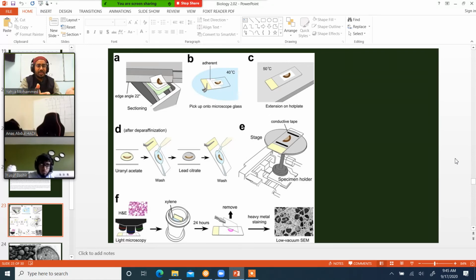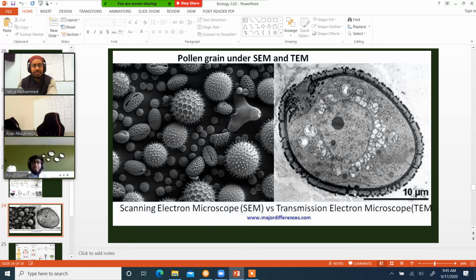That's not living anymore. So with this thing, it literally says uranyl acetate and lead citrate, and then they wash it off. They put xylene on it, and then they put a heavy metal staining on it. That's a lot of stuff. There's a lot going on here. So obviously the thing dies in the process, so you're not going to see any living things here. That's the disadvantage.